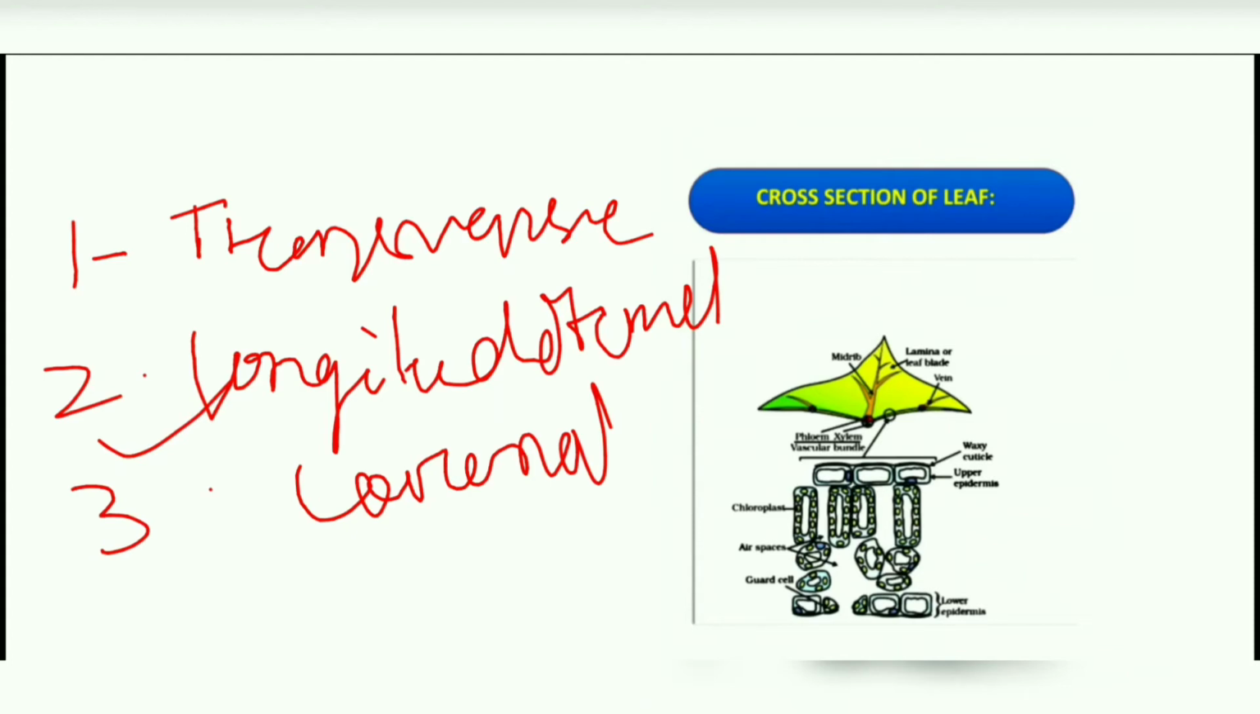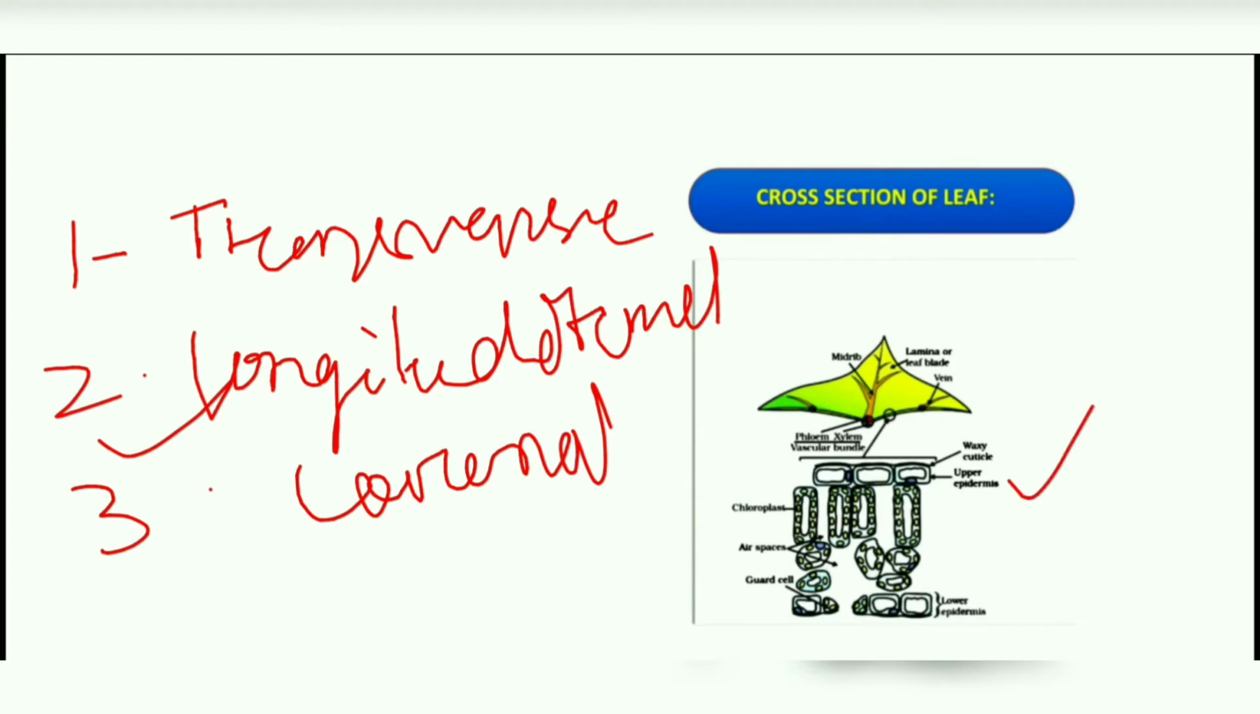So if somebody says that there is a transverse section of a leaf, then you should be able to understand what a transverse section of a leaf or anything is. So this is a transverse section of a leaf. When you take a thin section of a leaf, what do you get to observe? This is the enlarged portion of a transverse section.